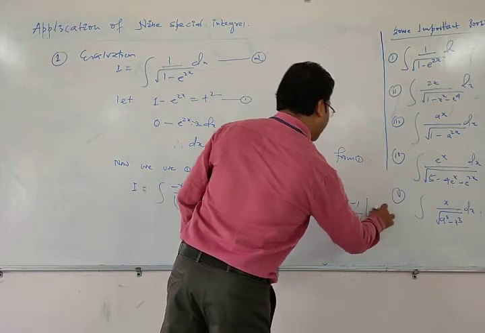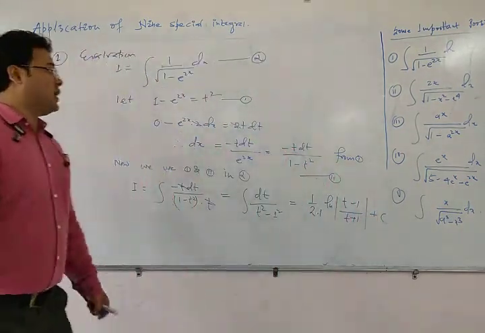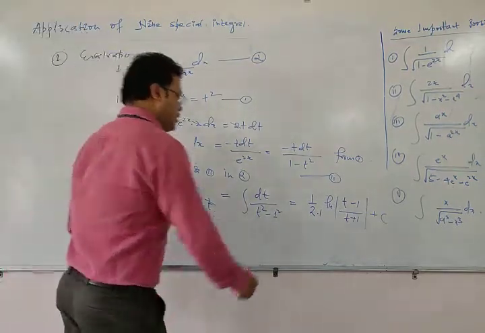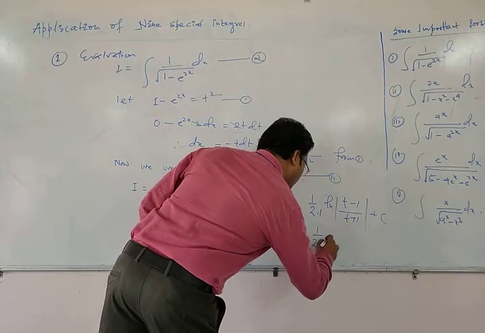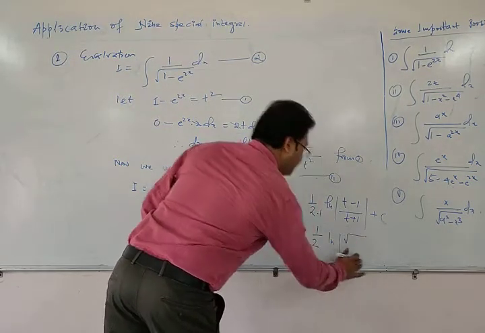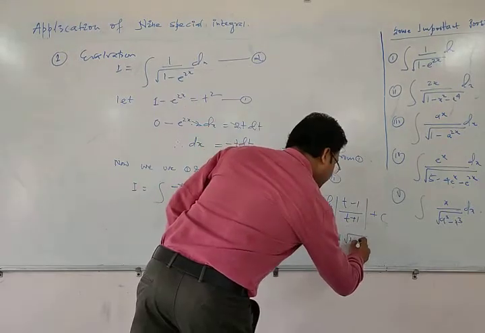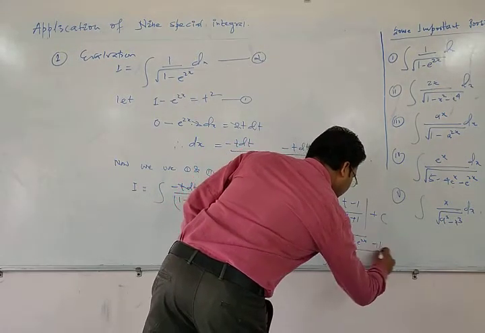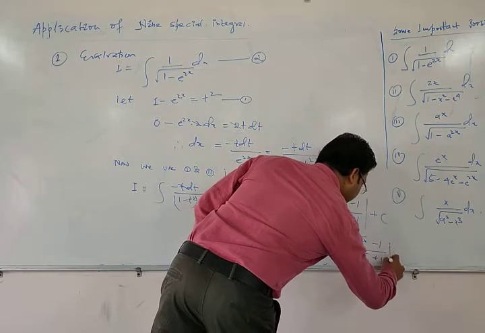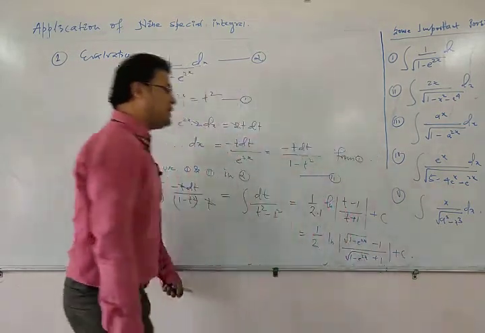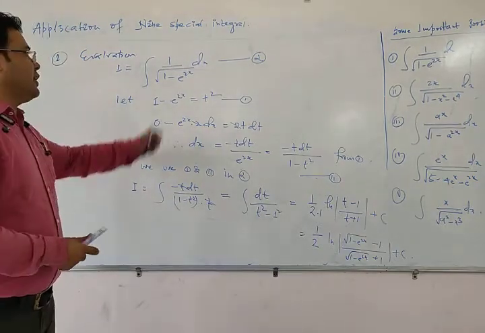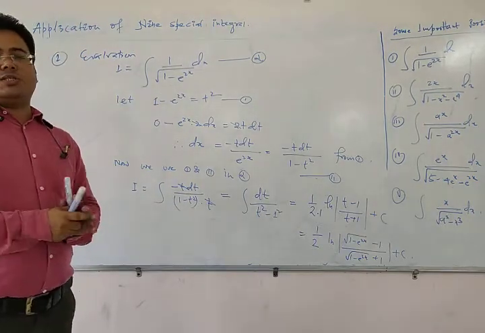But lastly we have to replace t in terms of x. So in place of t you can write the square root of 1 minus e to the power 2x. So finally you can write 1 by 2 ln mod of square root of 1 minus e to the power 2x minus 1 upon square root of 1 minus e to the power 2x plus 1, plus constant. So you can see the final integral of the given integration.